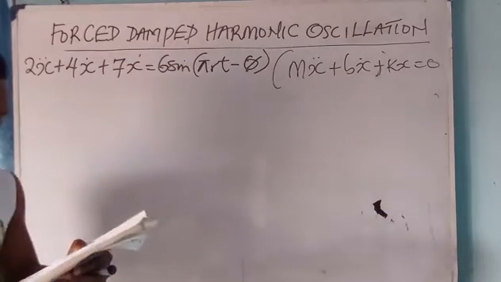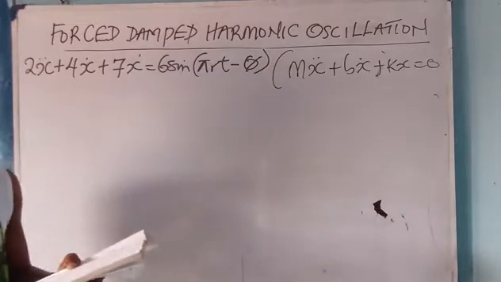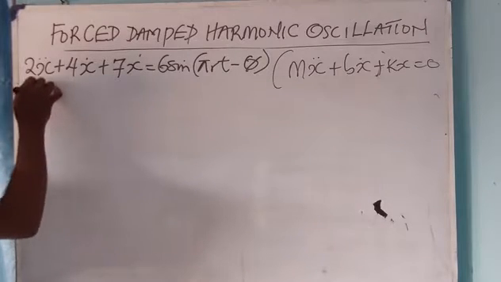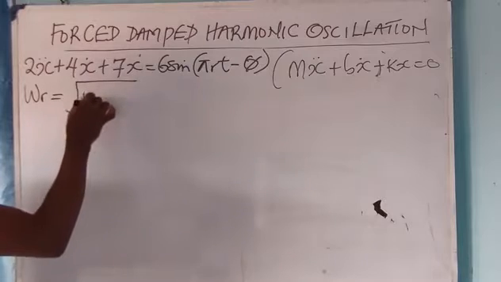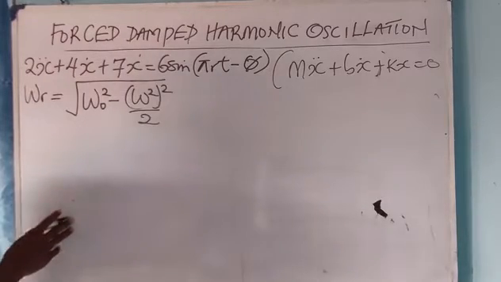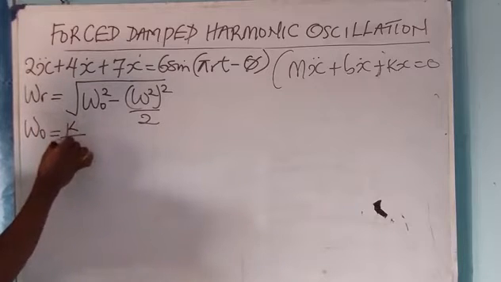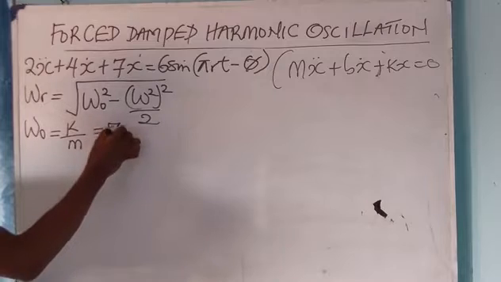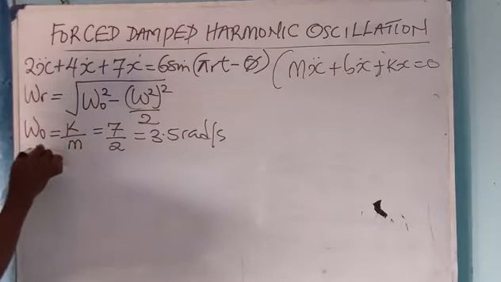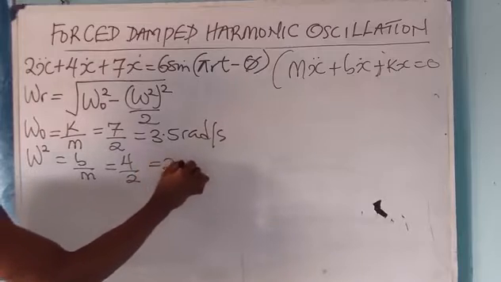Now they said the maximum displacement of the periodic motion is obtained when the parameter r takes the value we don't know now. So don't forget the first thing we do. R is equal to the square root of natural frequency minus w squared all squared over 2. That is the formula, isn't it? For natural frequency, it is going to be K over M as initially given. K here is 7 and m is 2, and that is 3.5 rad per second. Then w squared is equal to b over m, and b is 4, m is 2, and that will give us 2 rad per second.